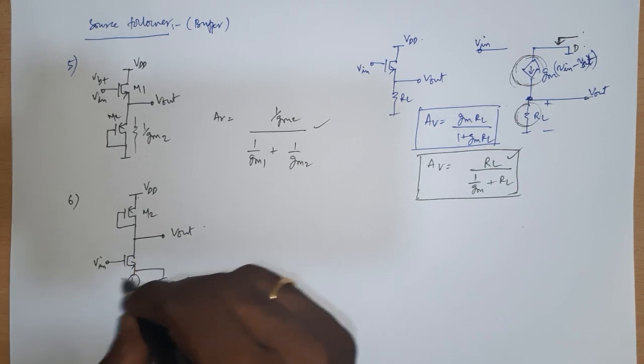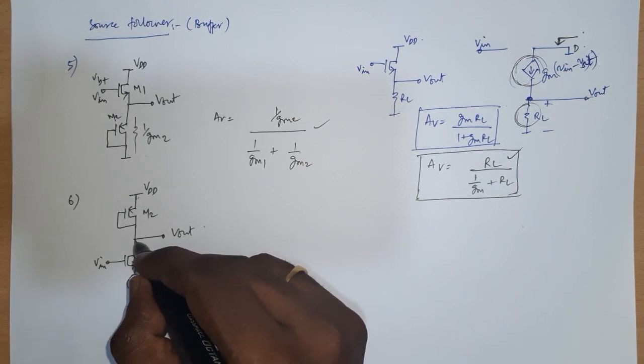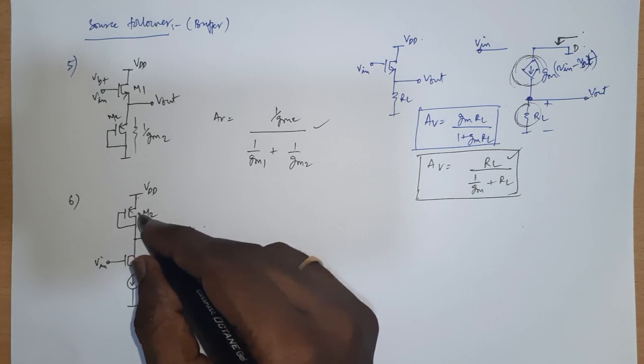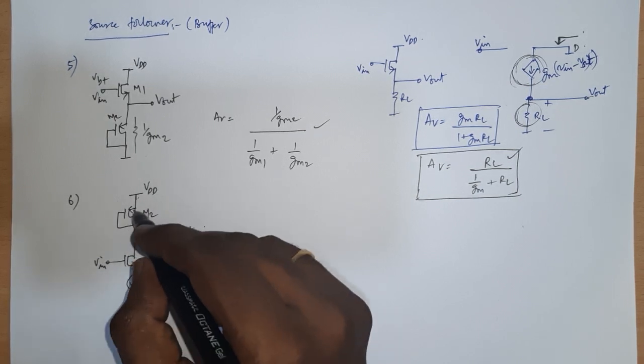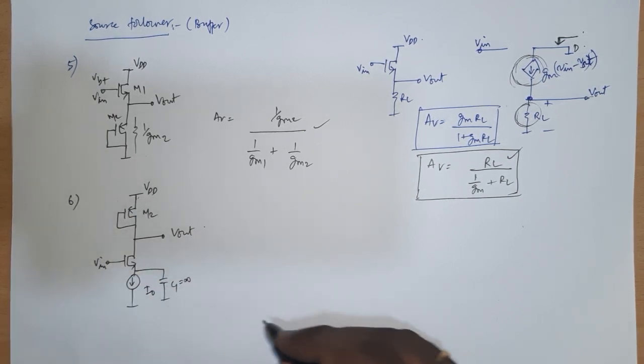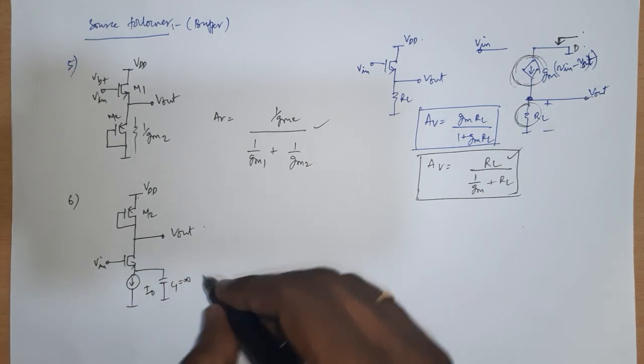You see that this is essentially a common source amplifier, and you have taken the output at the drain and you have a current mirror load, I'm sorry, a diode connected load. Okay, so how do you solve it? It's very straightforward, whatever we have seen.